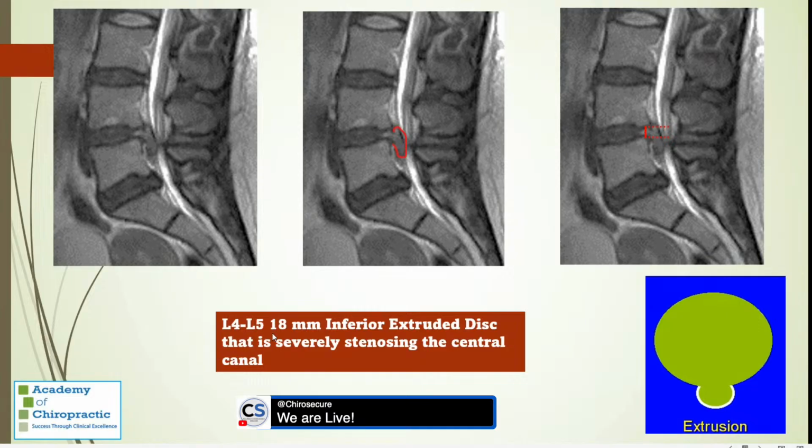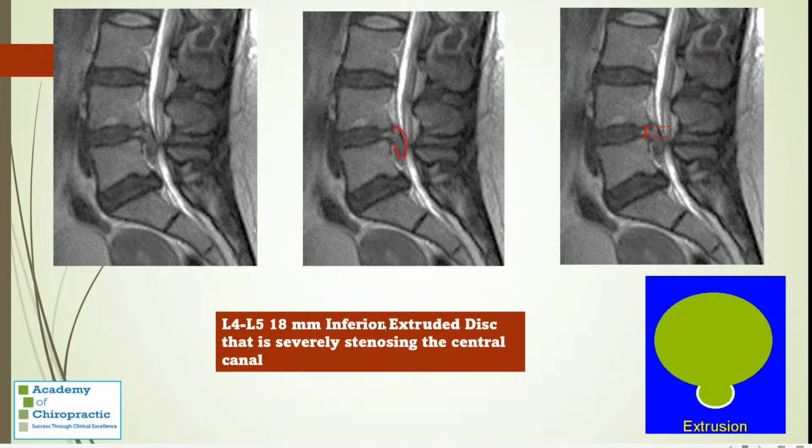So this is an L4-5 18 millimeter inferior extruded disc that is severely stenosing the spinal canal. There's almost no space left. And when the cauda equina comes in, it's being severely compromised. There's a lot going on here, folks. A lot going on. The disc ends here, and below that, this is called the varix or an inflamed epidural vein, which I'm not going to get into right now.